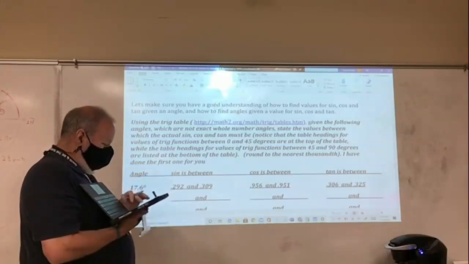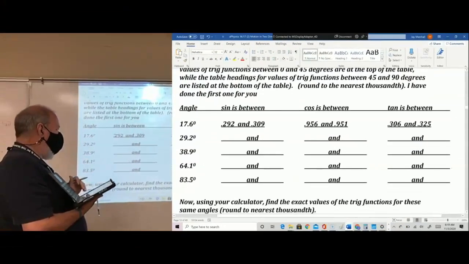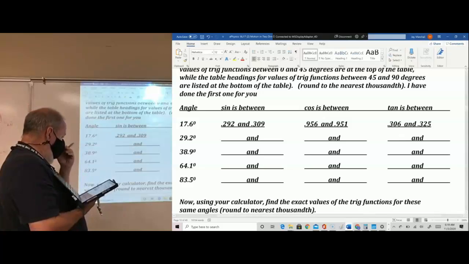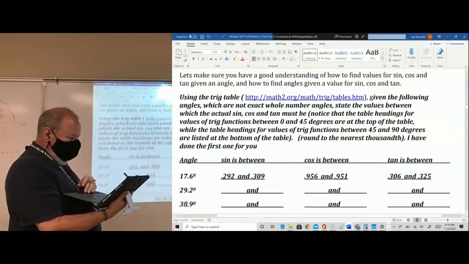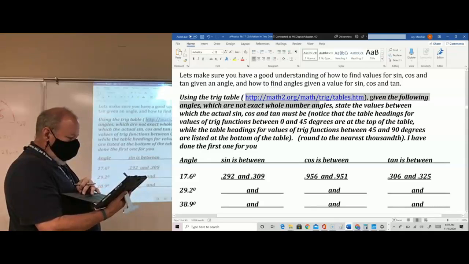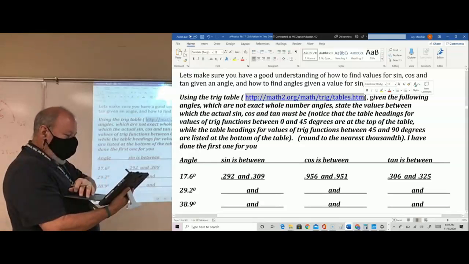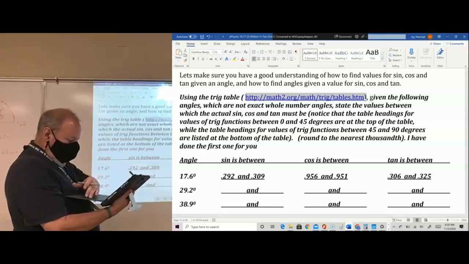And I've done the first one for you. And I'll end up doing a couple here for you just to make sure that we understand this. Let's actually go to this website so I can print up the whole trig table, so I can go back and forth.